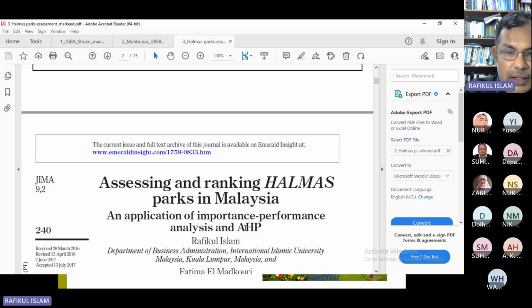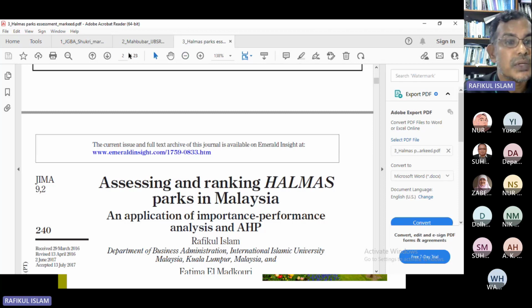So in Malaysia, there are many halal parks. These parks are actually not theme parks. This is actually manufacturing of halal production, and many times the management wants accreditation from the authority, from the Malaysian government, the appropriate relevant agency, and once they get this accreditation recognition, then they are called hallmark parks. So her objective was to assess and rank hallmark parks, and in the meantime, she also applied importance performance analysis to see where the improvement can be made.